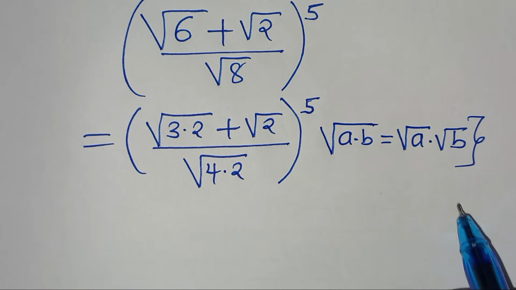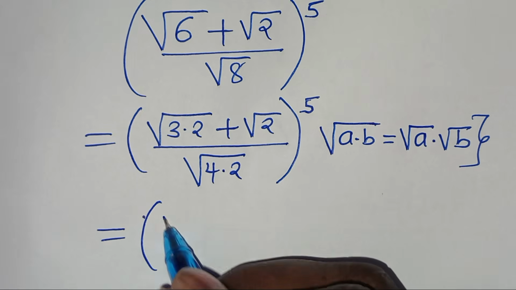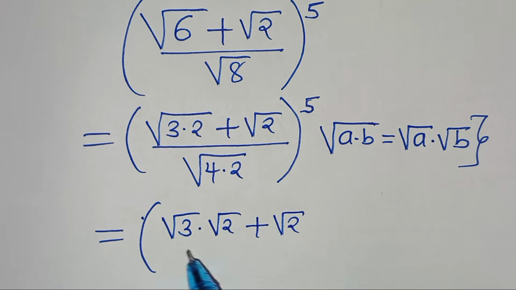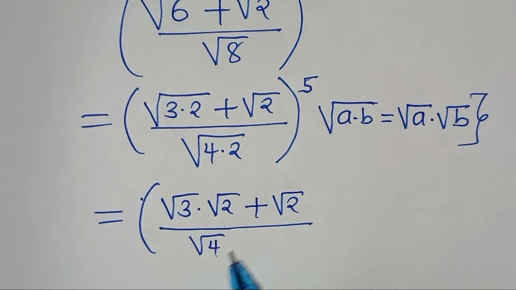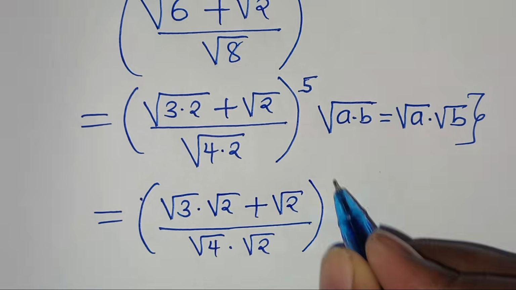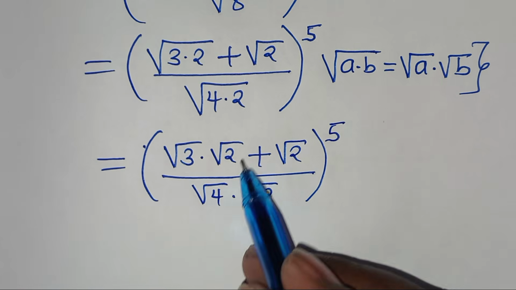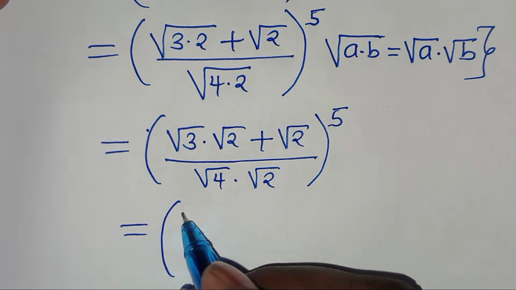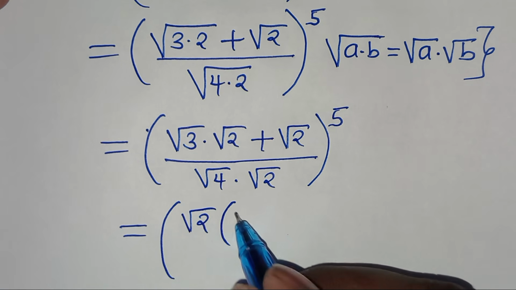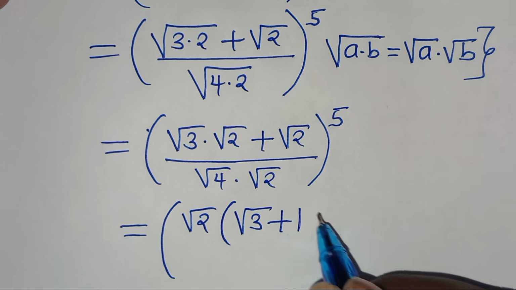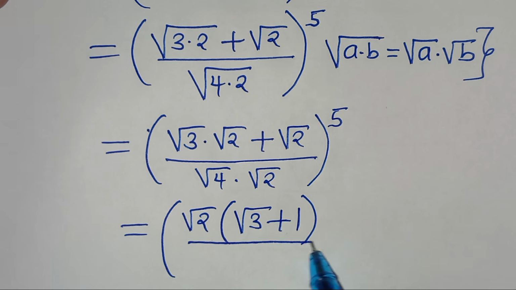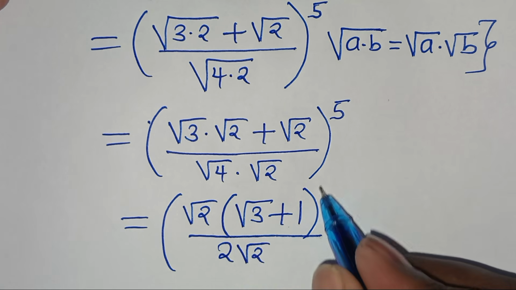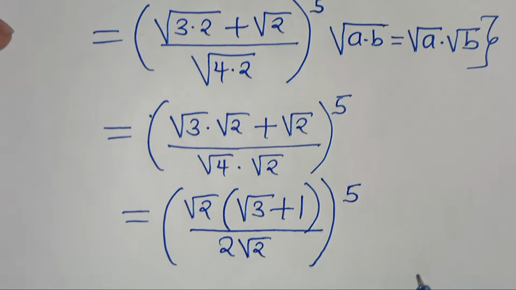Applying this property, then we have here, this is the square root of 3 times square root of 2 plus square root of 2 here divided by square root of 4 times square root of 2 raised to the power of 5. Since the square root of 2 is common here in the numerator, we can factor out square root of 2 into the parentheses. This is the square root of 3 plus 1, close the parentheses. This is divided by square root of 4, this is 2 multiplied by square root of 2. Then everything here raised to the power of 5.